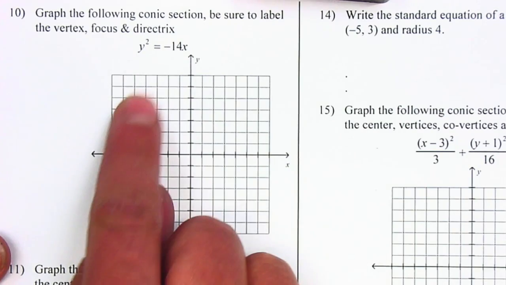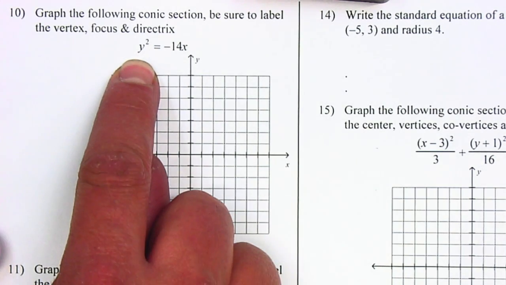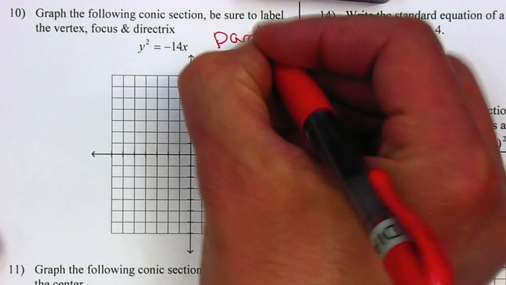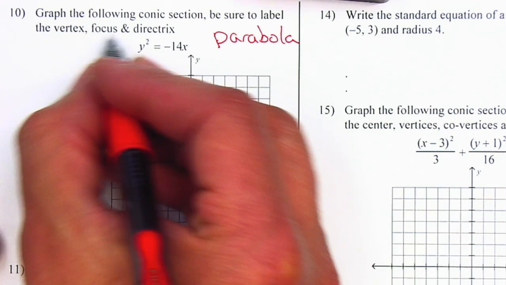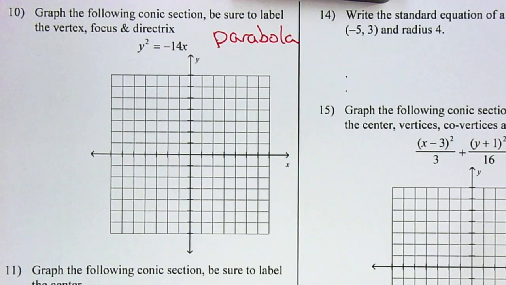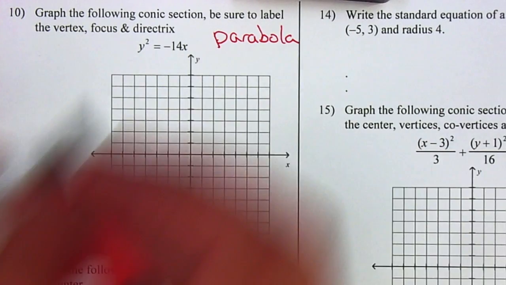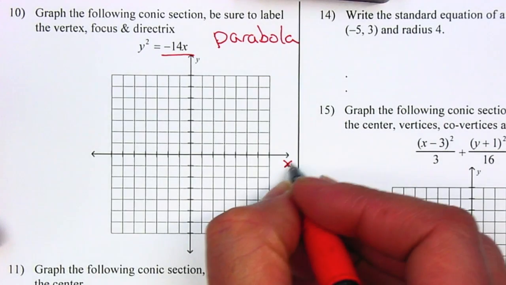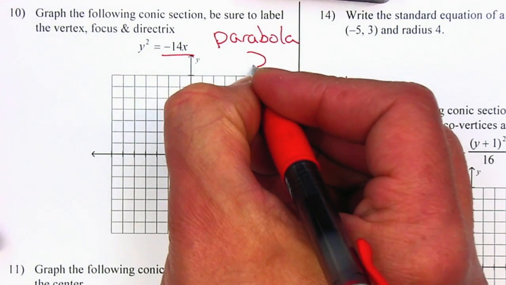So if I look at number 10, only one of them is square, only the y. So I know that this has to be a parabola. Also, you can tell by the fact that it says directrix. The only one that has a directrix is the parabolas. Now, I need to determine whether it's facing up, down, right, or left. So I look at the negative 14x. It should be facing the x-axis, but on the negative side. So it should be facing the left.